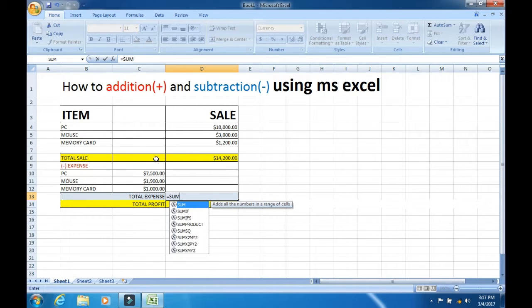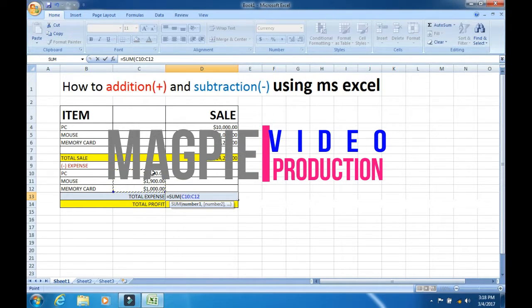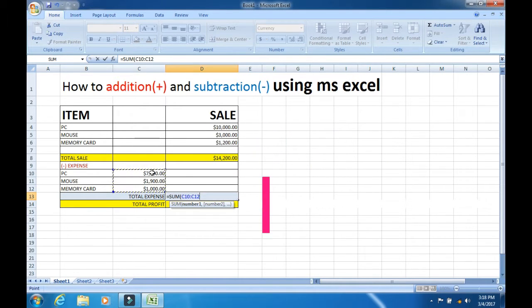Sum. Here to here, you can drag and directly it will be selected. Otherwise you can write by first one. I calculate that method. There is cell address C10 to C12, bracket close, enter. So total expense for this PC, mouse and memory card, $10,400.